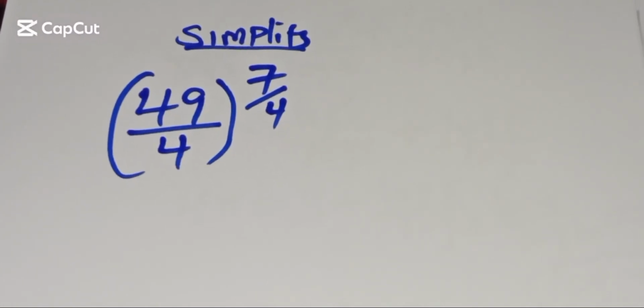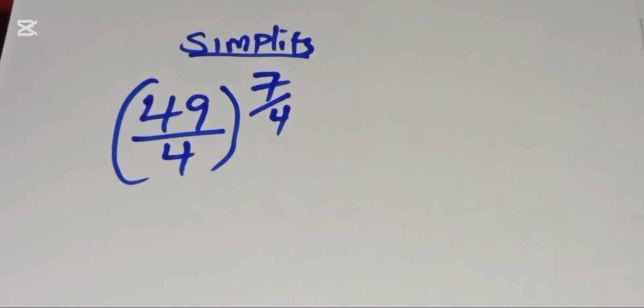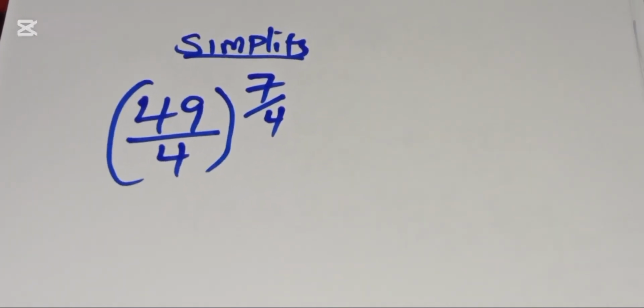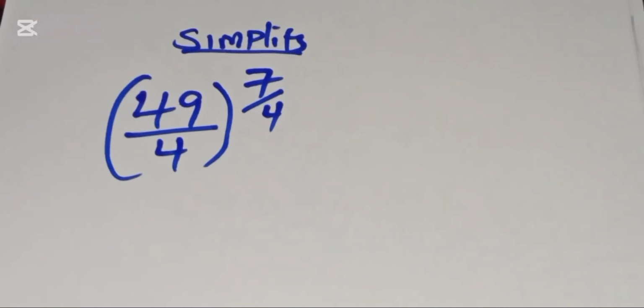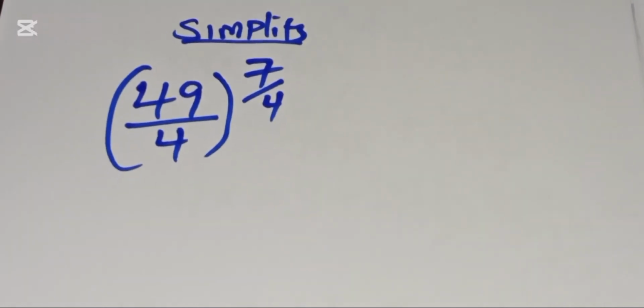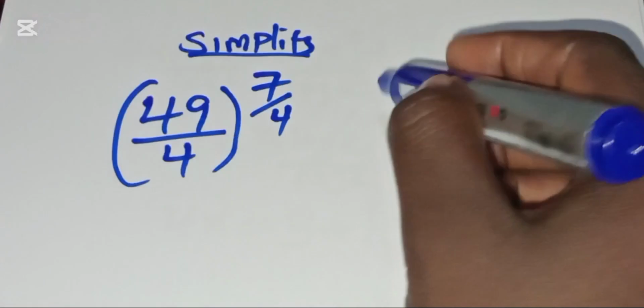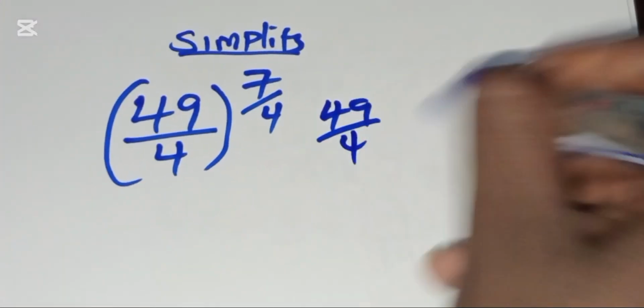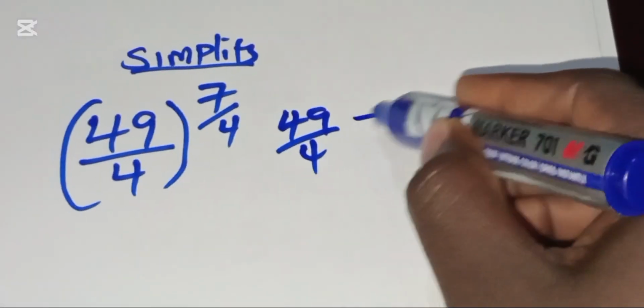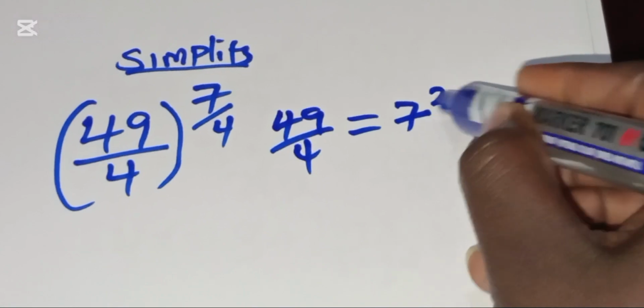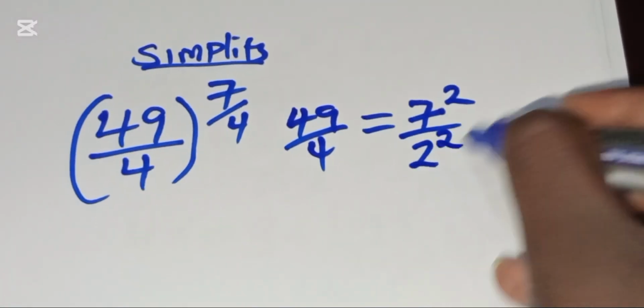Hello, let's simplify this expression, which is (49 divided by 4) raised to power 7 divided by 4. Okay, so the first thing you can check here, 49 over 4, that is 49 divided by 4. This can be expressed as 7 squared divided by 2 squared.